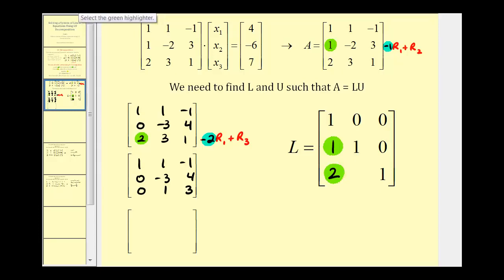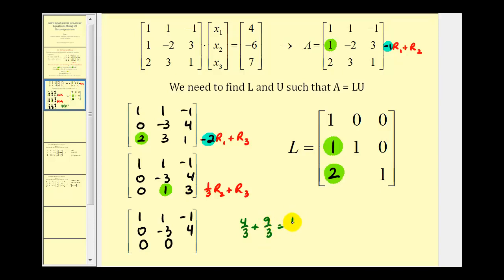And then for the last row operation, we want a 0 here, but we have to use row 2 to do that. So if we replace row 3 with 1/3 times row 2 plus row 3, this will give us a 0 here. First two rows stay the same. This element will still be 0. And then here we'll have 1/3 times -3, that's -1 plus 1, that's 0. And for this last element, we'll have 1/3 times 4, that's 4/3, plus +3, which happens to be 9/3. So the last element here will be 13/3.